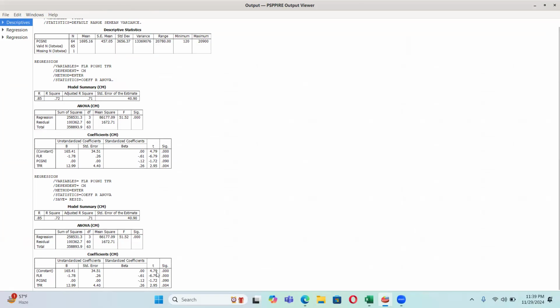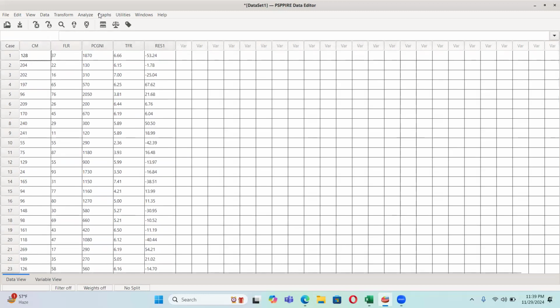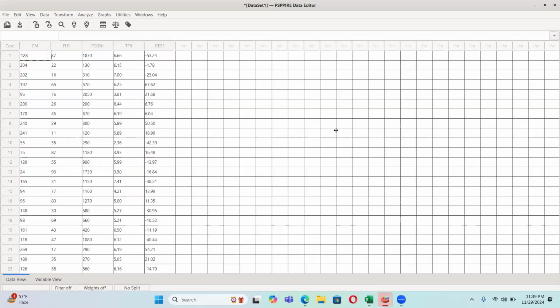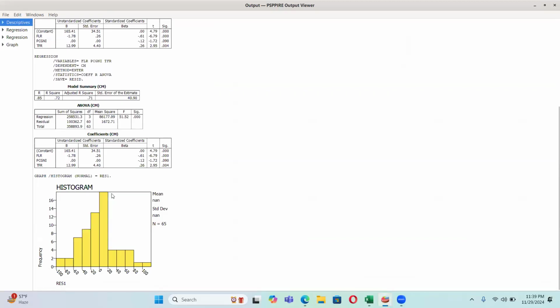The t ratio tells you about the significance of an individual variable, whereas the F ratio tells about the significance of all the independent variables taken together. Now we need to check whether the residuals are normally distributed or not. So we'll go to Graphs, Histogram, we'll draw the residuals and we'll select display normal curve so that we'll have an idea whether they are normally distributed or not. So more or less, we can see they are normally distributed.